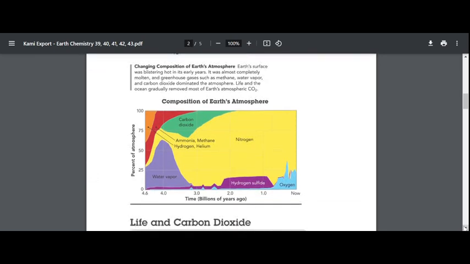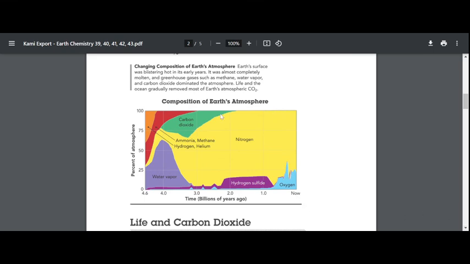All right, so the changing composition of Earth's atmosphere. Earth's surface was blistering hot in its early years. It was almost completely molten, and greenhouse gases such as methane, water vapor, and carbon dioxide dominated the atmosphere. Life and the ocean gradually removed most of Earth's atmospheric CO2.